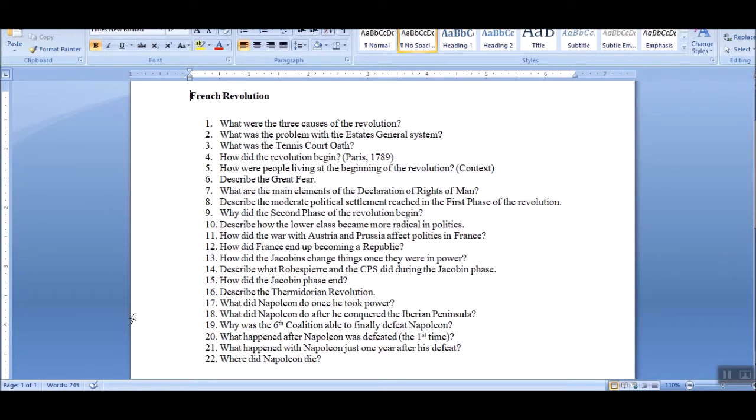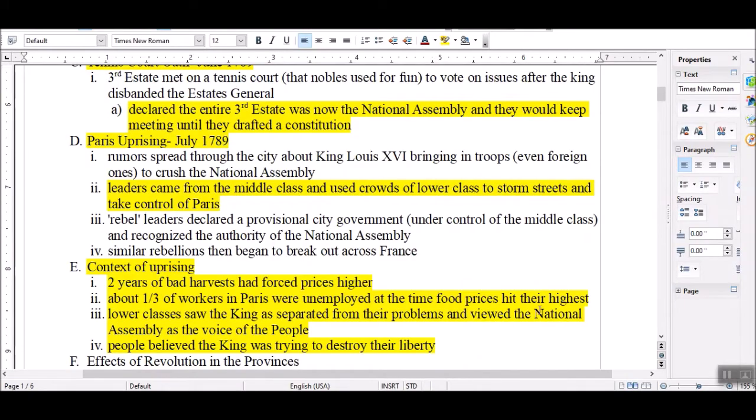All right, and how did the revolution begin? Specifically, Paris, 1789. This would be the Paris Uprising of 1789. How did it get started? Those rumors that were getting started, that he was going to bring in troops and therefore leaders from the middle class, send lower class crowds to take control of Paris.